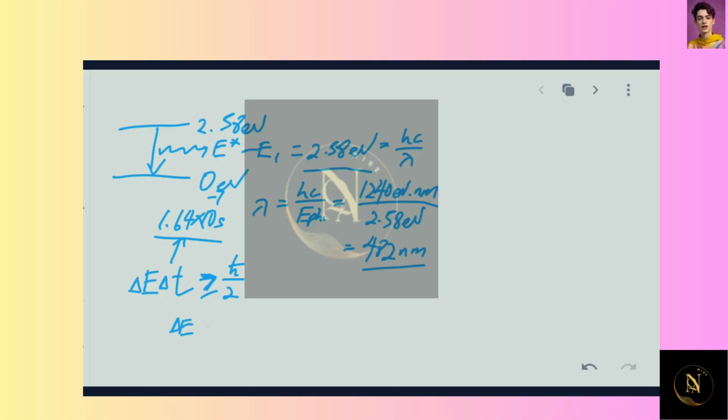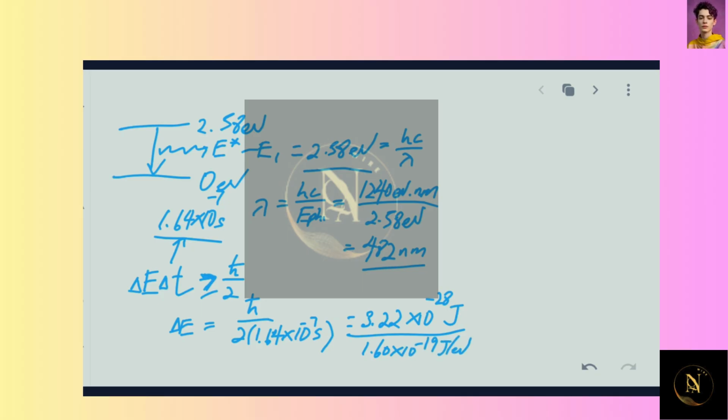So the delta energy, the uncertainty in the energy, will be h-bar over 2 divided by this time uncertainty. This should give us about 3.22 times 10 to the power minus 28 joules. And if you want to convert it into electron volts, we divide by 1.6 times 10 to the power minus 19, which gives us 2.01 times 10 to the power minus 9 eV.